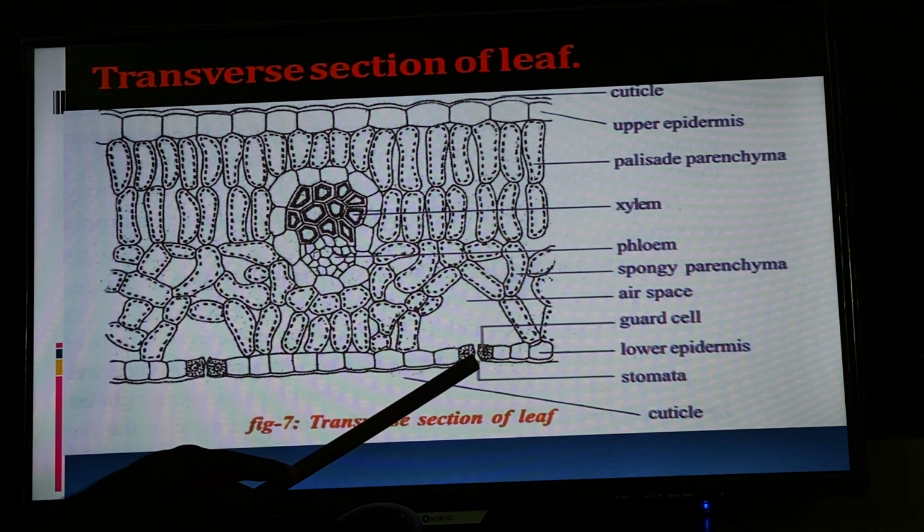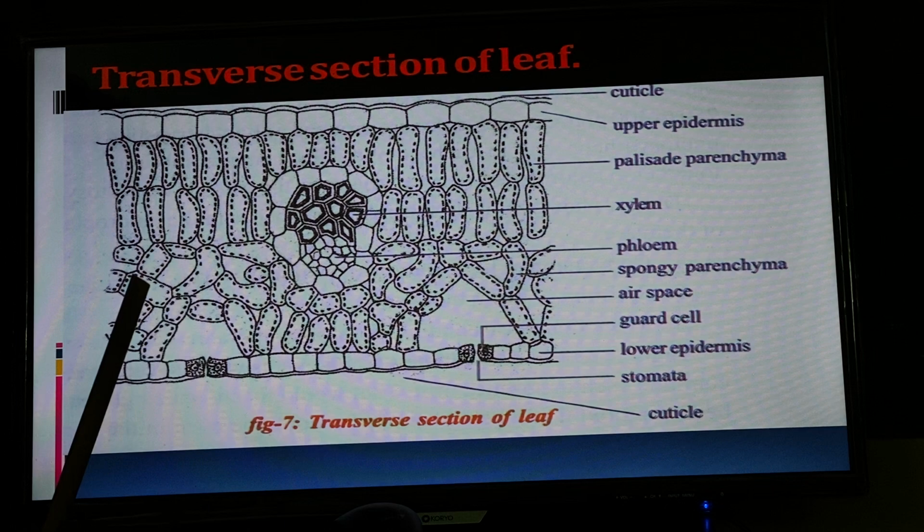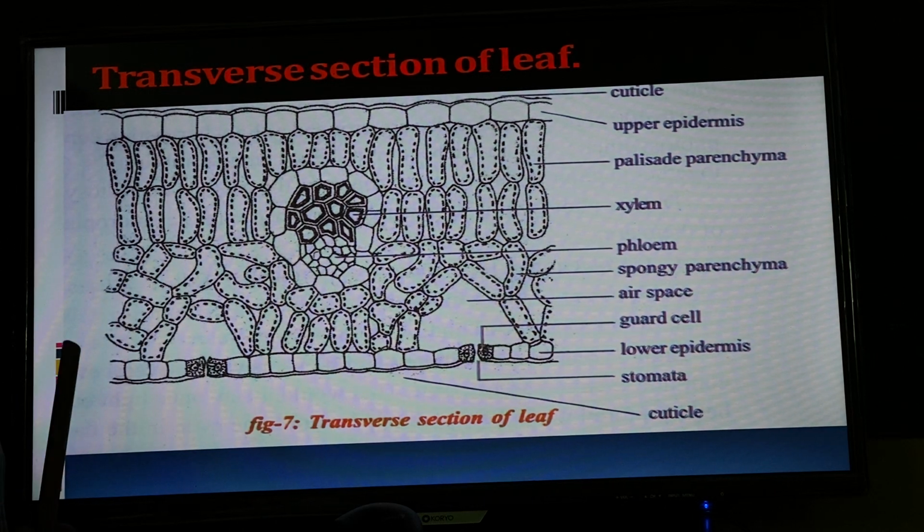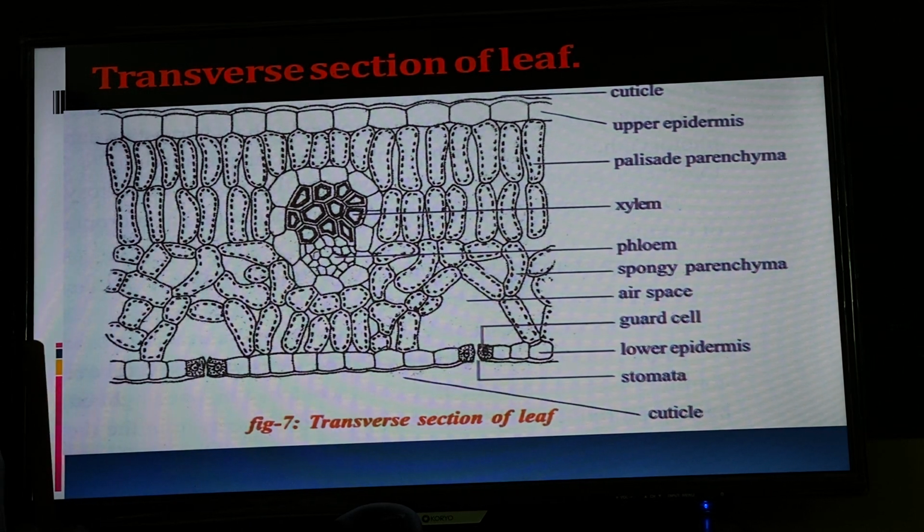In the lower epidermis we can find some openings known as stomata. Leaves also perform respiration. For this they require some gases. We have nostrils to take in oxygen and release carbon dioxide.